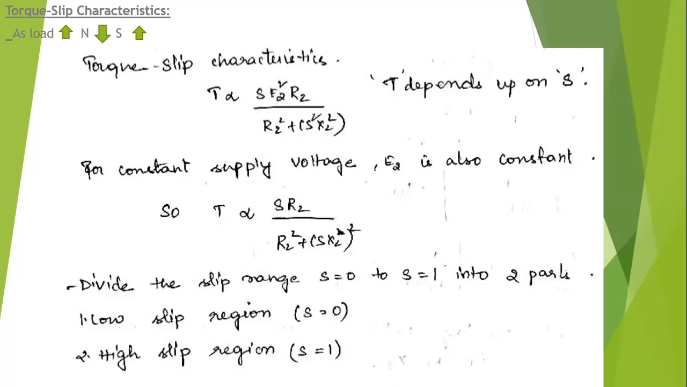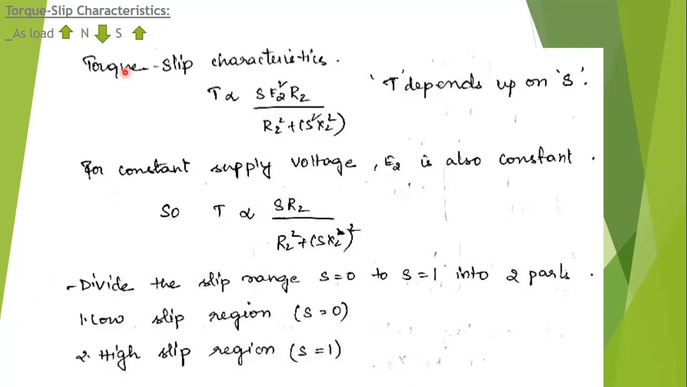Okay. So this is the normal running position of the induction motor. As we load the induction motor, speed decreases. So as the speed decreases, slip increases. Okay. So this is the first line.